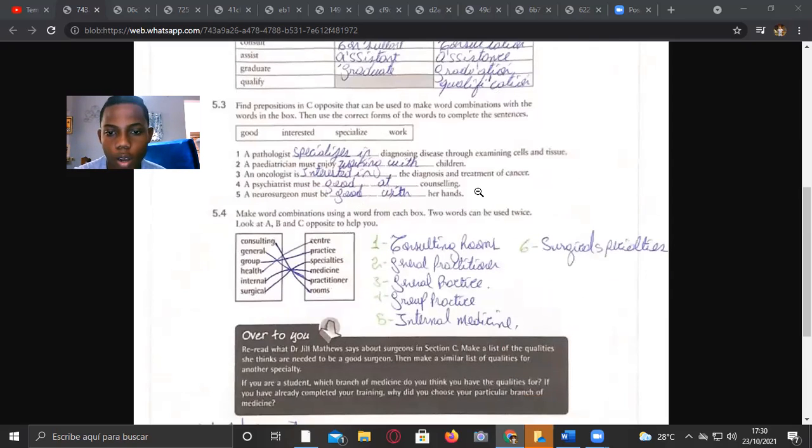Make word combinations using a word from each box, but two words can be used twice. Look at A, B, and C opposite to help you. So the first one is consulting rooms, general practitioner, general practice, group practice, internal medicine, and surgical specialist.